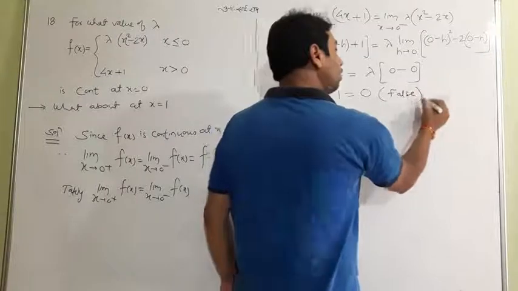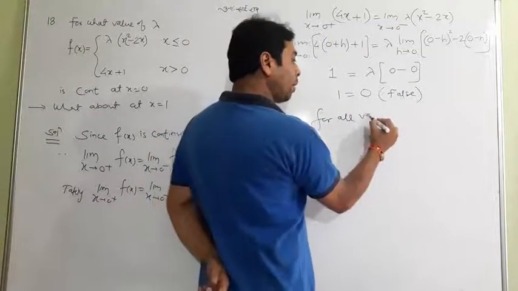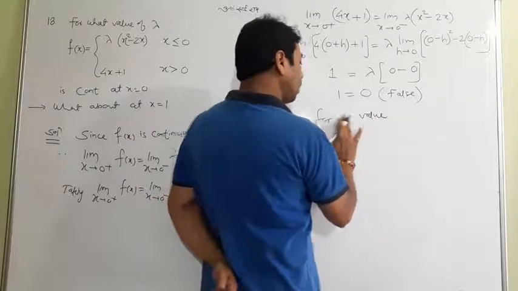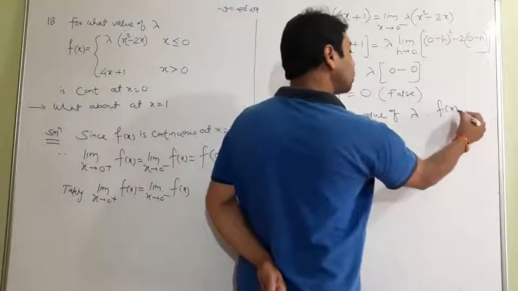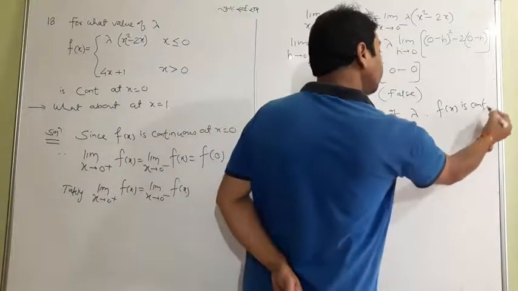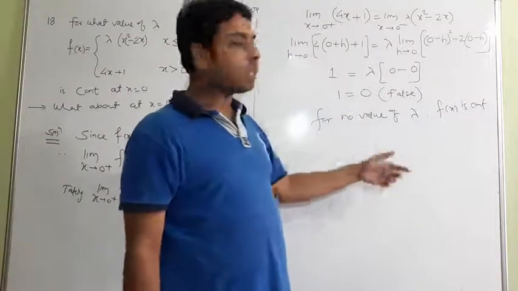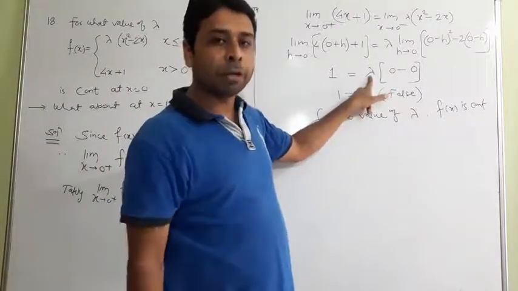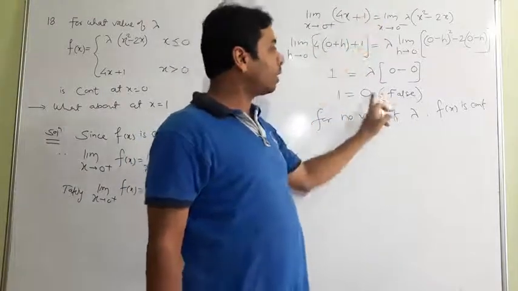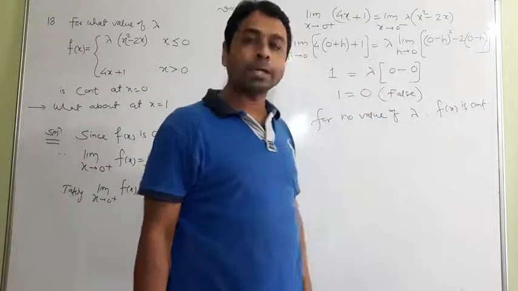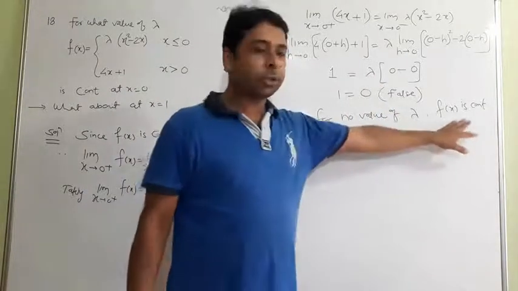We say that for no value of lambda is the function continuous. Meaning the function cannot be continuous. Why? Because if the function were continuous, definitely we would get lambda something. But even after taking the equal sign, if we are not getting lambda, it means we cannot find the value of lambda anytime. So finally I would say for no value of lambda is the function continuous.